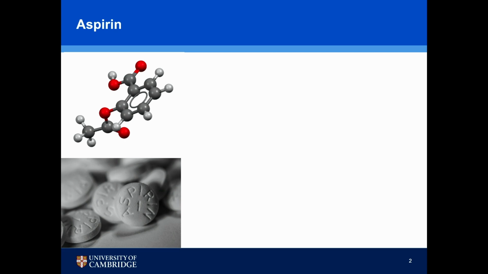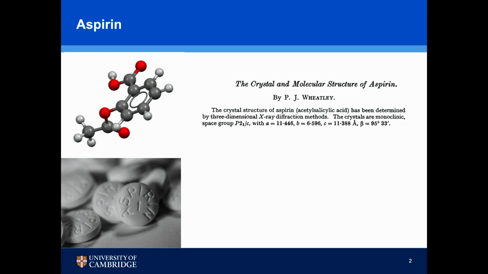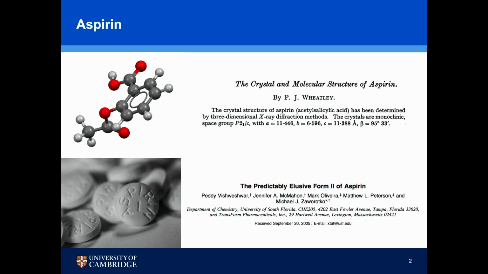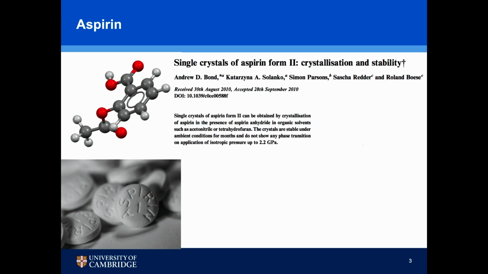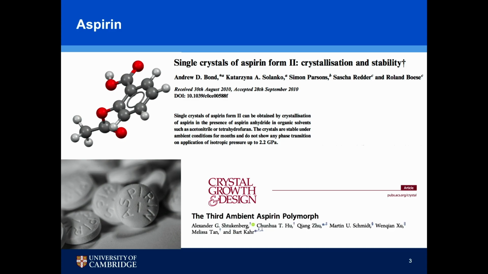So now on top left, we can see the molecular structure of aspirin, and at the bottom, you're probably going to be familiar with this as you can get aspirin pellets from any pharmacy. Aspirin form 1 was first characterized in 1964 by Whitley, and then for a long time there were discussions that there might be another form 2 that is also stable for aspirin. Not until 2005 was there solid evidence of the existence of aspirin form 2. And in 2010, Bond discovered a method that can reproducibly synthesize aspirin form 2 in the presence of aspirin anhydride during the synthesis process. And even until recently, more new polymorphs of aspirin have been discovered.